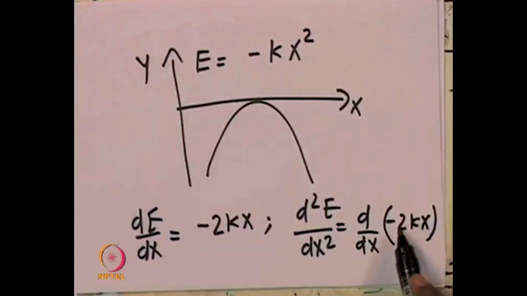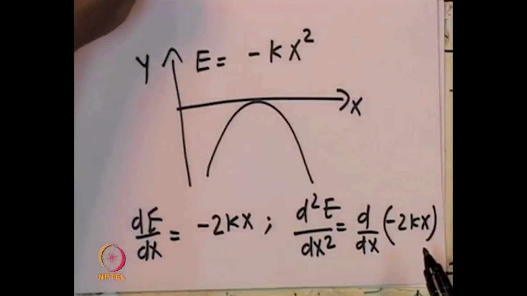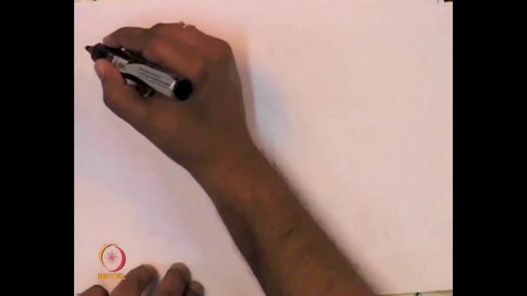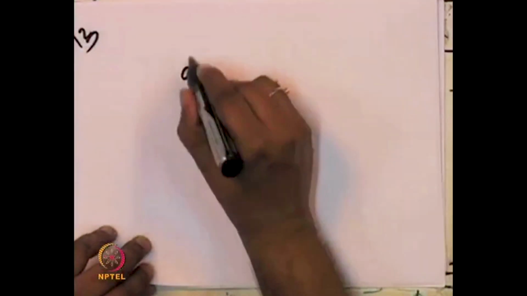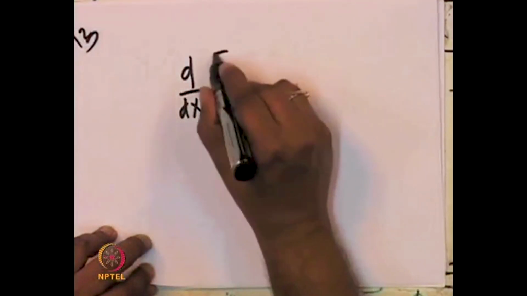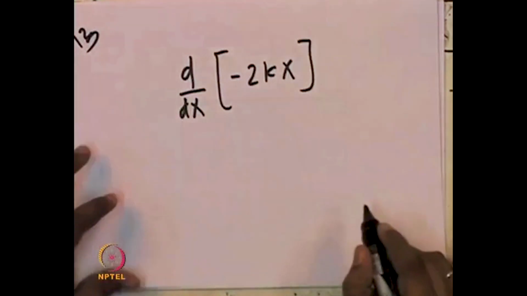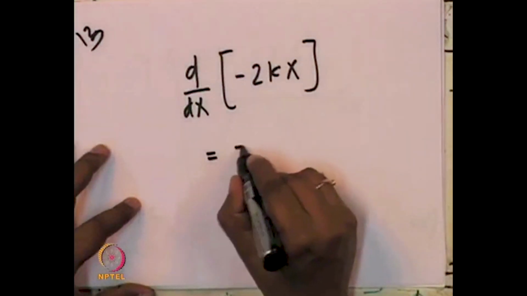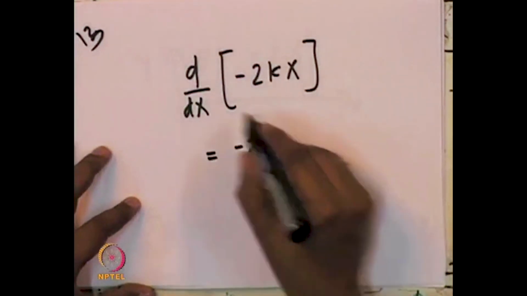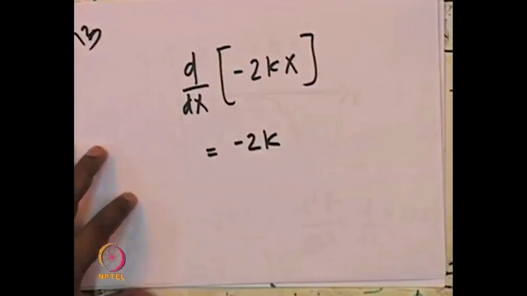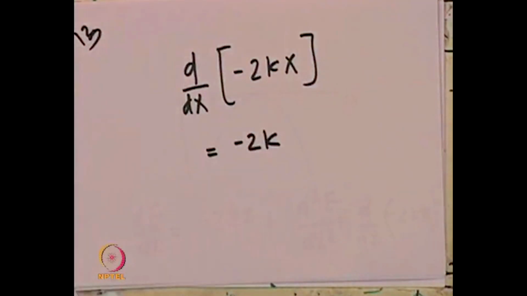So k is a constant, 2 is a constant, so we can take them out. So d by dx of minus 2kx, where k and 2 are constants, is nothing but minus 2k times dx by dx, which is 1, so it's minus 2k.